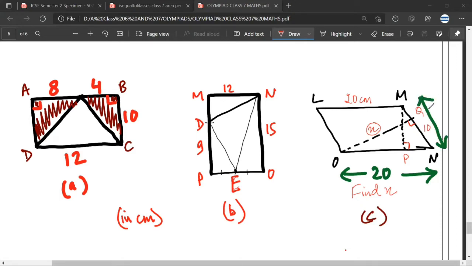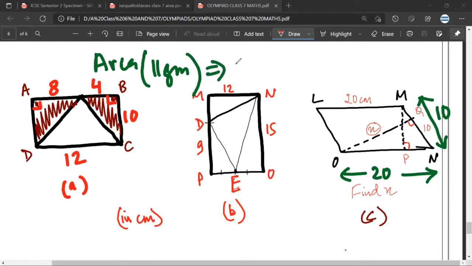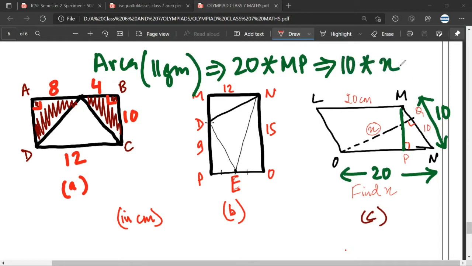Okay. So 20 into MP. This is the height, MP. This would be equal to OQ into MN. The base is 10, and the height is x. Mr. Sarthak, is it correct?